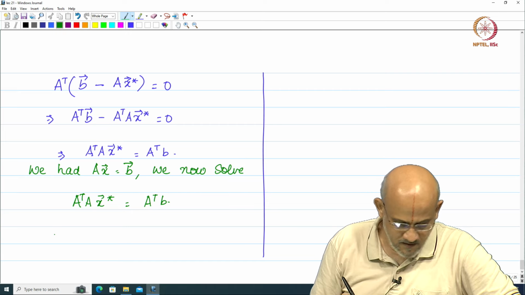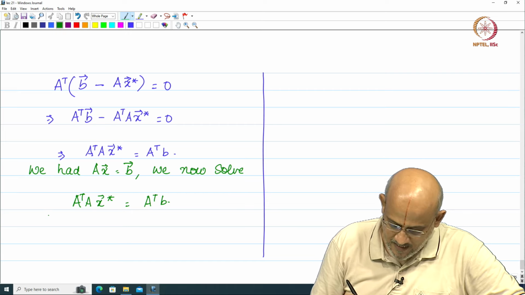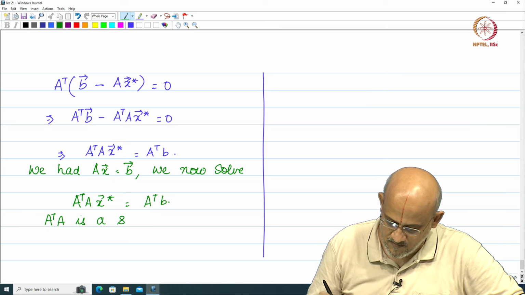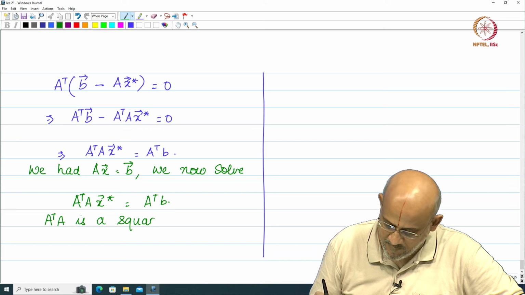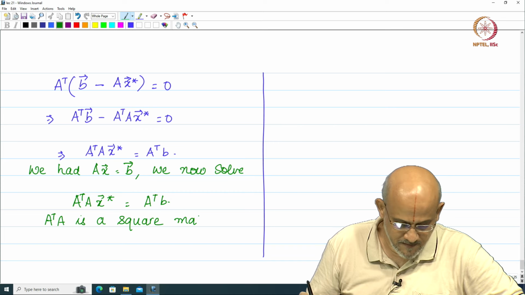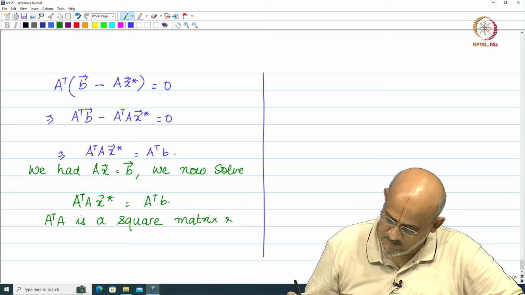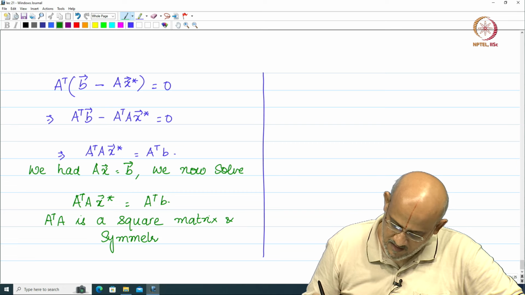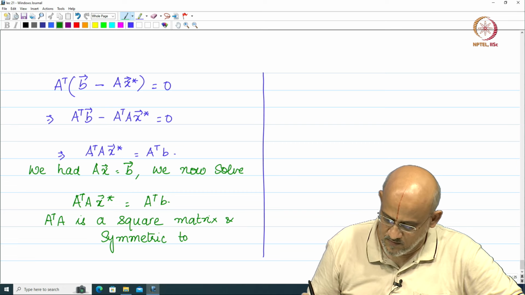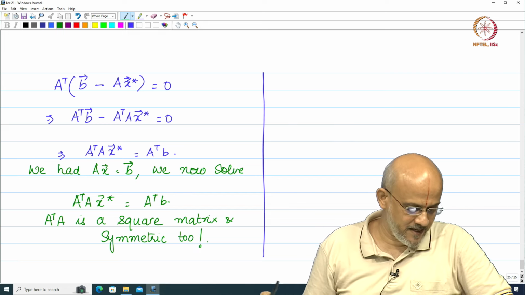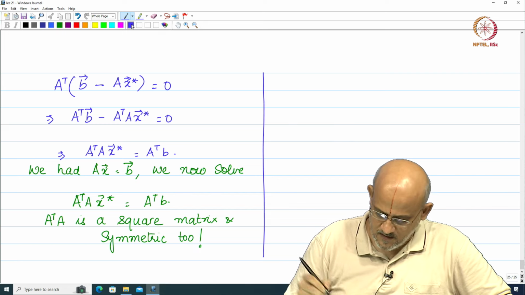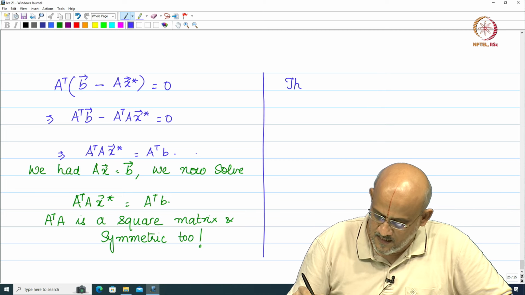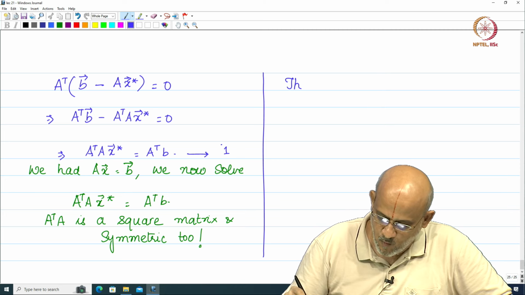So essentially we see that A transpose A is a square matrix and symmetric too, right. This is what we have. So what are we going to say? Suppose this is, let us say, equation 1.